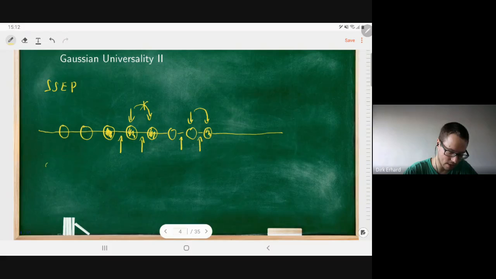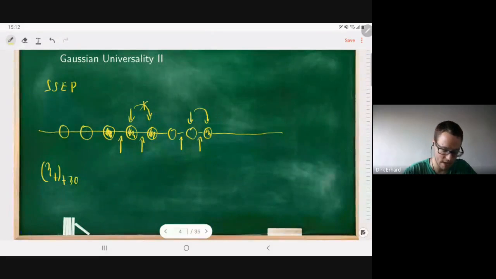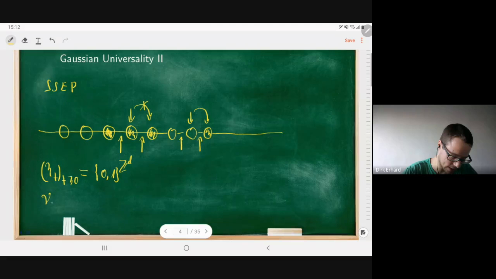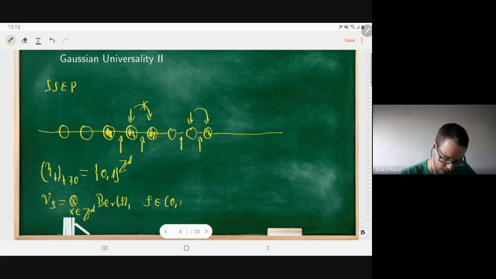So if you think about it, this thing evolves in time, right? And moreover, to each point of Z^d, it associates the value 0 or 1, where 0 means there's no exclusion particle, 1 means there's an exclusion particle. So that's really what we would call a random field, maybe. And what we know is that the invariant measures are all given in this way: they're product Bernoulli measures for some fixed parameter rho, which here I will take between 0 and 1.